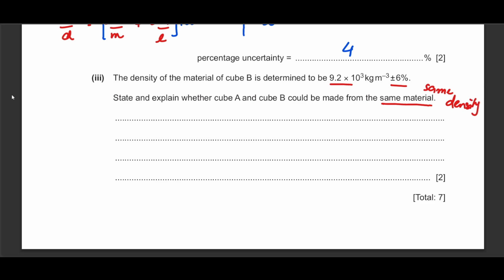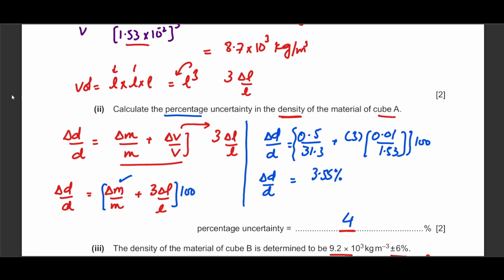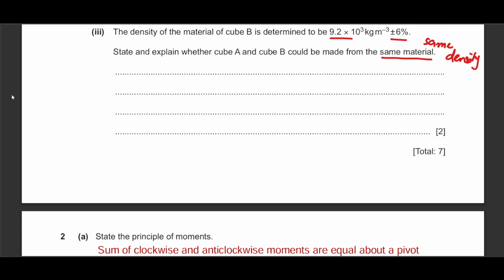In order for us to prove that, you have 2 choices. Either you can use this 4% and the density of cube B and find the range of B. So what it's going to visually look like is something like this. So range of values for density of cube A and range of values, range of density of cube B.